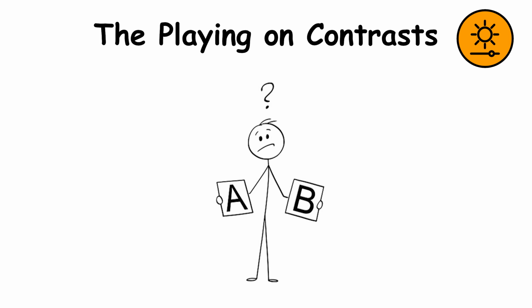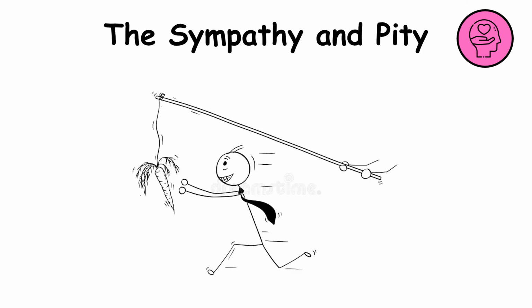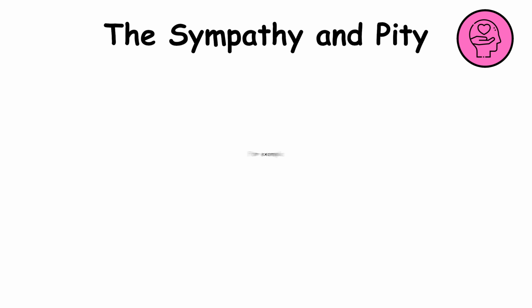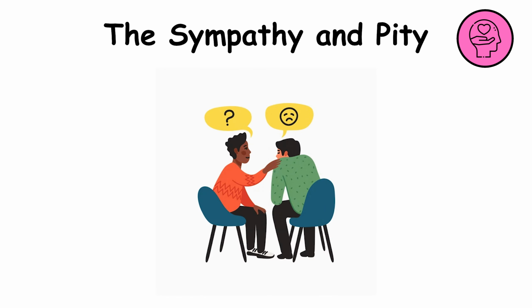The 14th technique is using sympathy and pity. The manipulator makes the victim feel pity for them to get what they want. This is often used to gain help or concessions. For example, the manipulator might share exaggerated tales of their hardships and suffering to make the victim feel compelled to help. This evokes guilt in the victim for not assisting and coerces them into complying with the manipulator's demands.